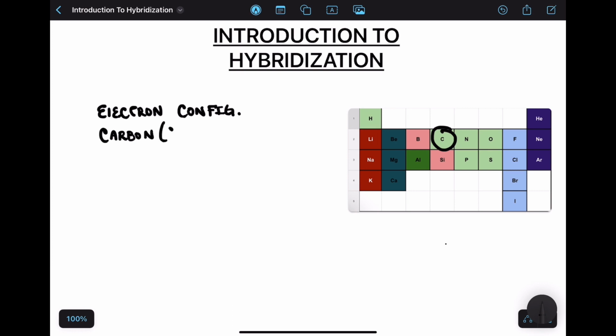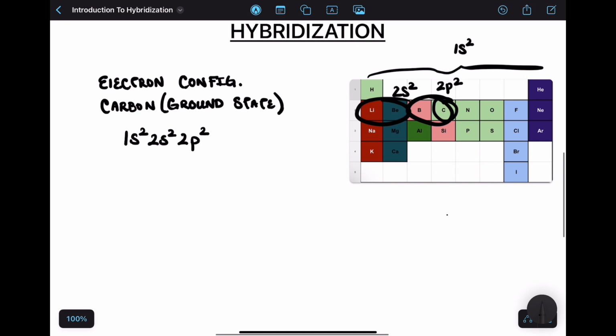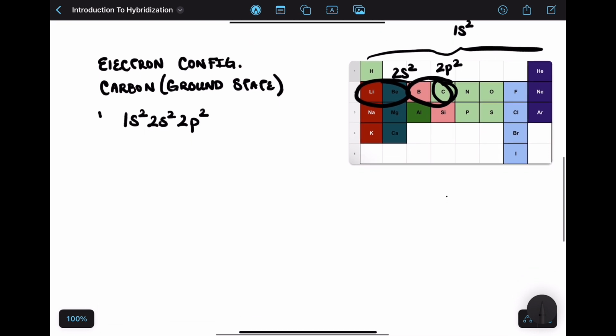and it's in its ground state in this case. Okay, so we look, these two comprise the 1s, and we have 2 electrons there, and the 2s is filled with 2, and then 2 in 2p. So we'll get 1s2, 2s2, and 2p2. That's the electron configuration for carbon.